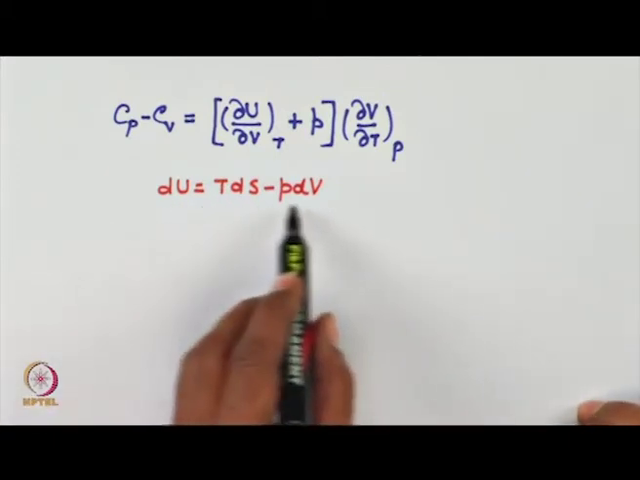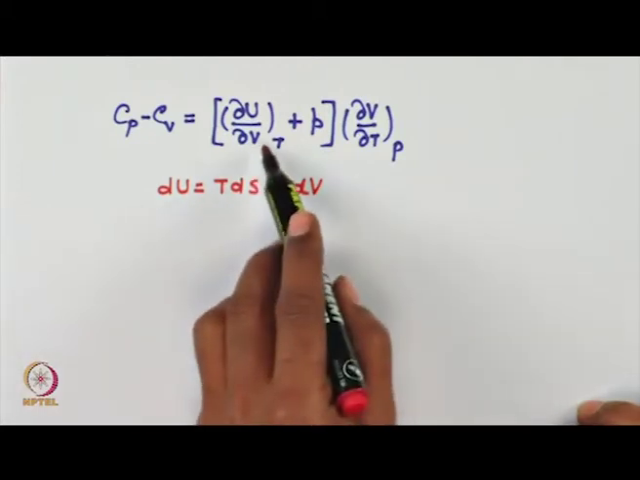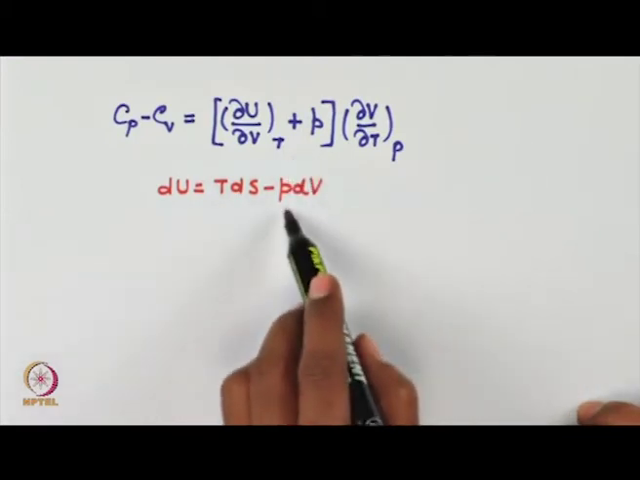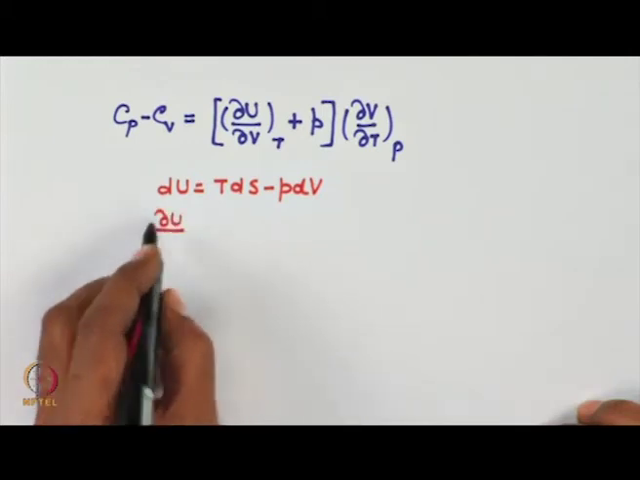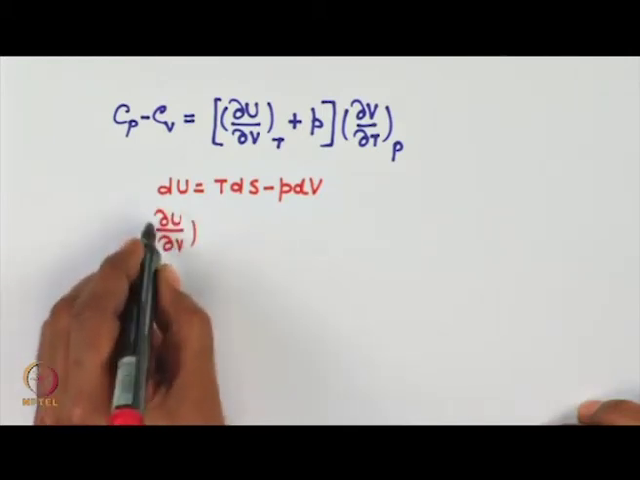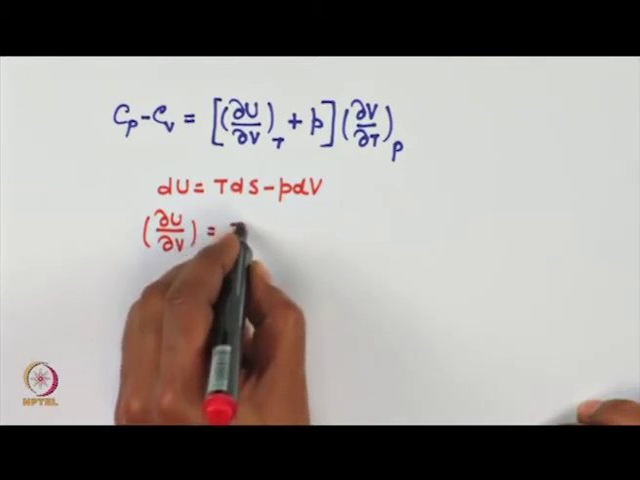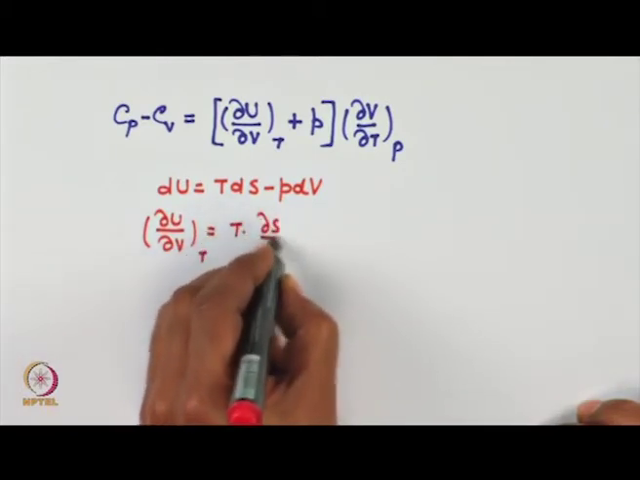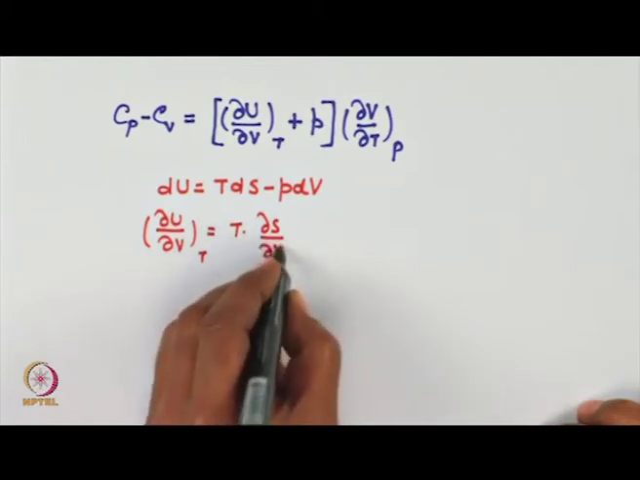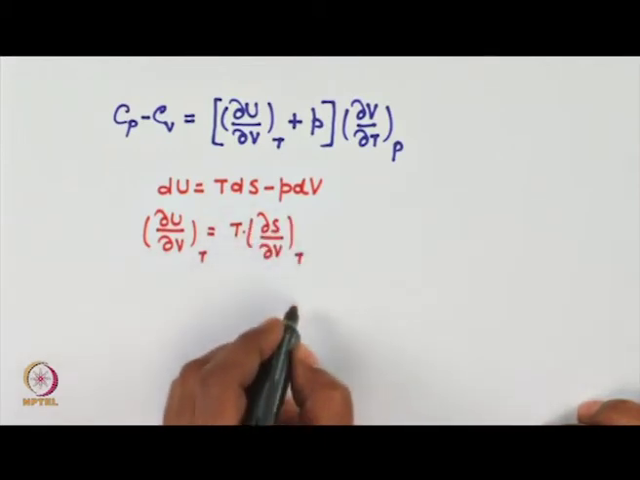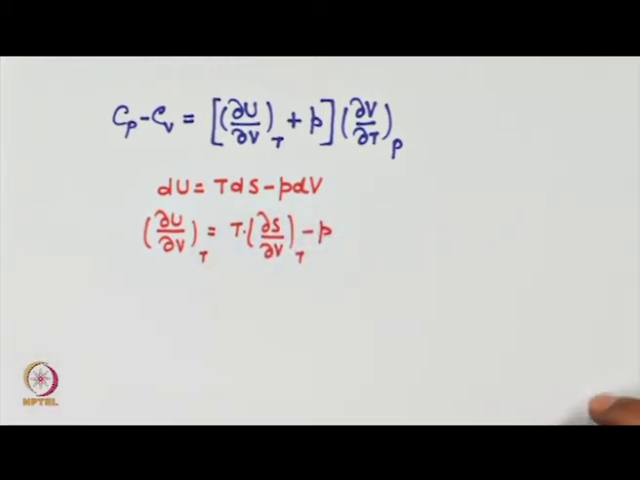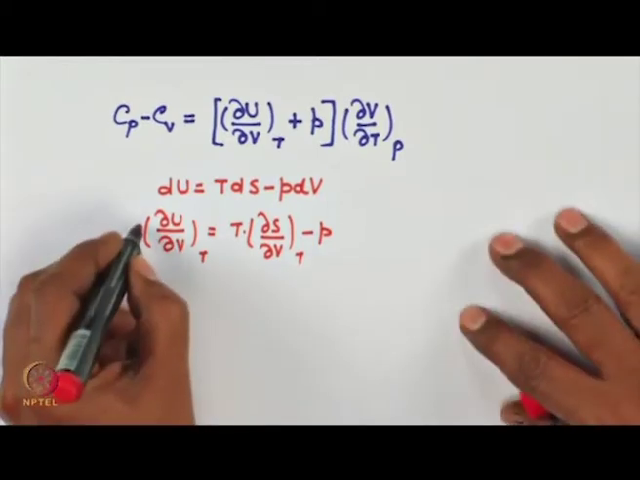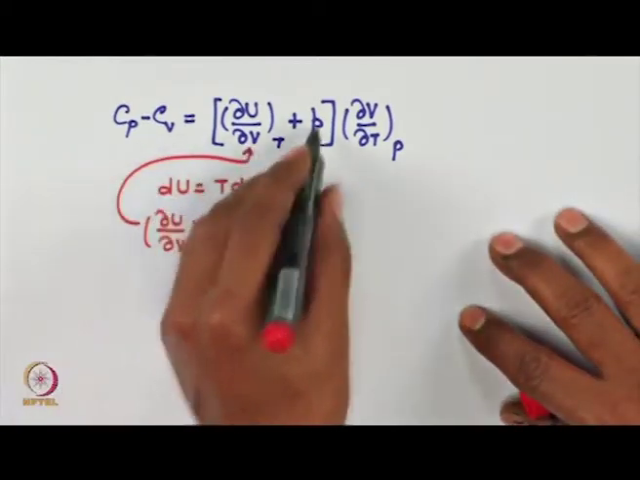You see, this equation can allow us to express the variation of internal energy with respect to volume at constant temperature, and pressure will also appear in this. So if I divide throughout by dV at constant T, what I will get is T times the variation of entropy with volume at constant T minus P. And if I substitute this over here, I will get rid of P.